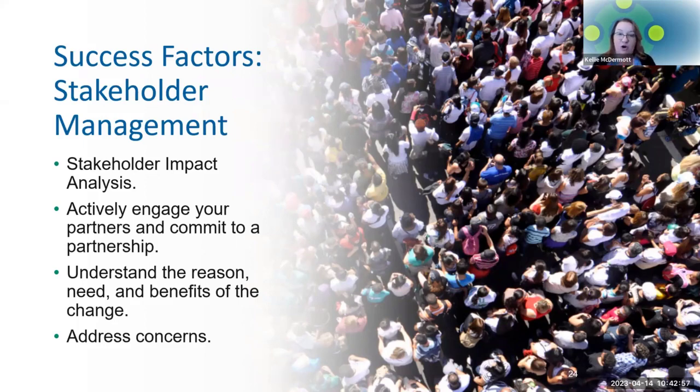Actively engage your partners and commit to a partnership. Understand the reason, need, and benefits of the change, because if you don't understand them, then you can't communicate that out to other people. And you need to address any concerns of stakeholders in a timely manner. This includes resistance. If you've analyzed a stakeholder group that's resistant to your project and to the product or to the change that it's bringing about, then you need to address that in a timely manner. You can't just let it sit there, because if it does, it gets worse.